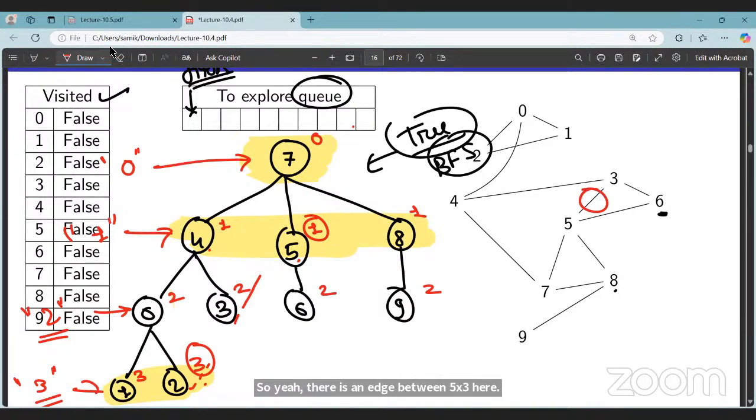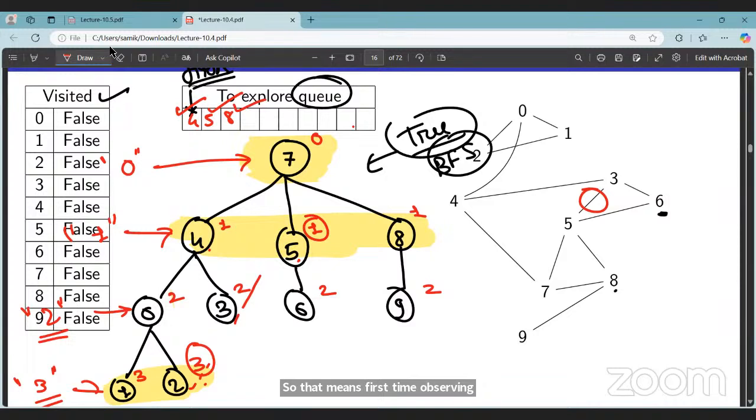Originally, ma'am, there is an edge visible in the graph, but when we draw this tree diagram, we have associated 3 with 4 and not with 5. Yes, that's our choice, because in the queue we are listing 4, 5, and 8. So first I observe 4, then I observe 5. Yes, ma'am, that's clear.